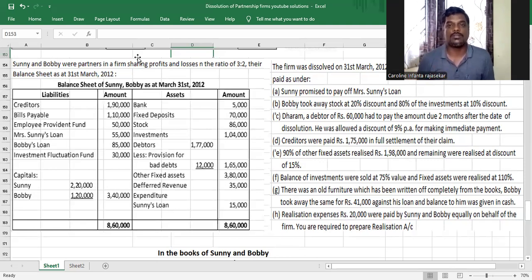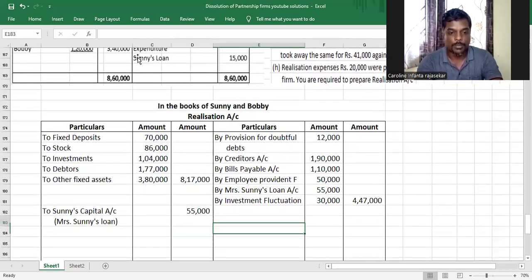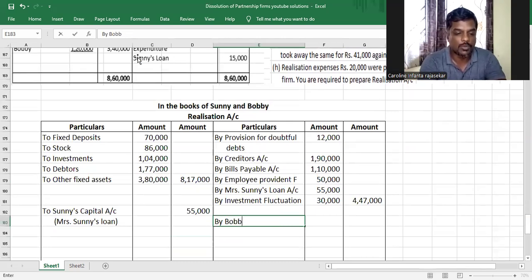Bobby took away stock. Okay, Bobby has taken an asset. A partner is taking an asset. What is the journal entry for that? When you sell the asset, the journal entry is bank account debit to realization, because money comes into the business. When a partner takes over the asset, instead of bank, because money is not going to come in, since the partner has taken it over, right? Bobby's capital account debit to realization account. So we have to write Bobby's capital account debit to realization account.